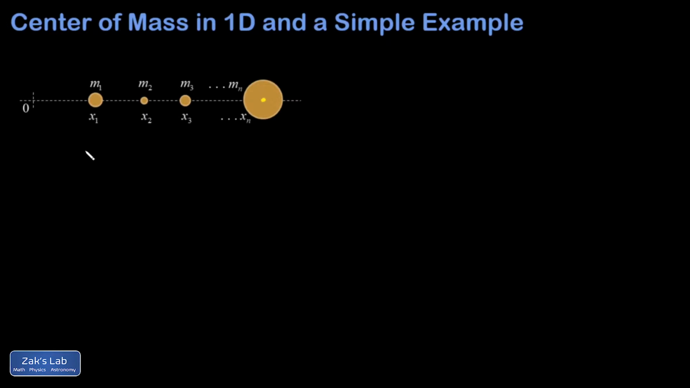So I'm going to write down that the center of mass position is given by taking each x-coordinate and weighting it according to how much mass is there, and then dividing by the total mass, which I could write as the sum of all the masses in my picture.